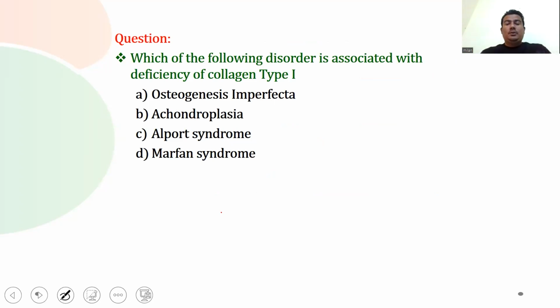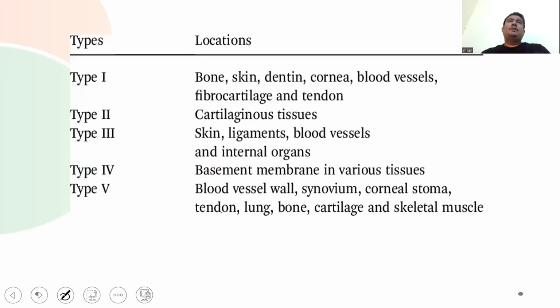Before moving into the answers, we should know that collagen is the most common protein in the body, and it forms the matrix in a large number of tissues in our body. There are many types of collagen, and among them the commoner ones are the five types, type 1 to type 5 collagen. Type 1 collagen is most commonly found in bone, skin, dentin, cornea, blood vessels, fibrocartilage, and tendon.